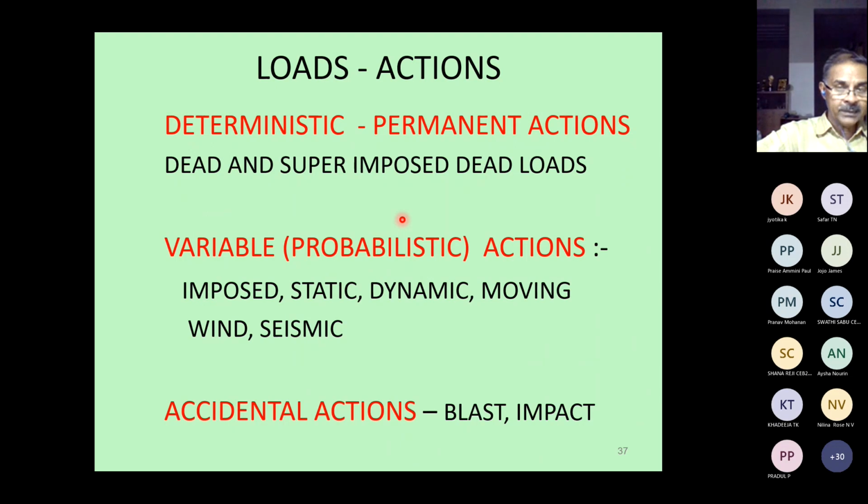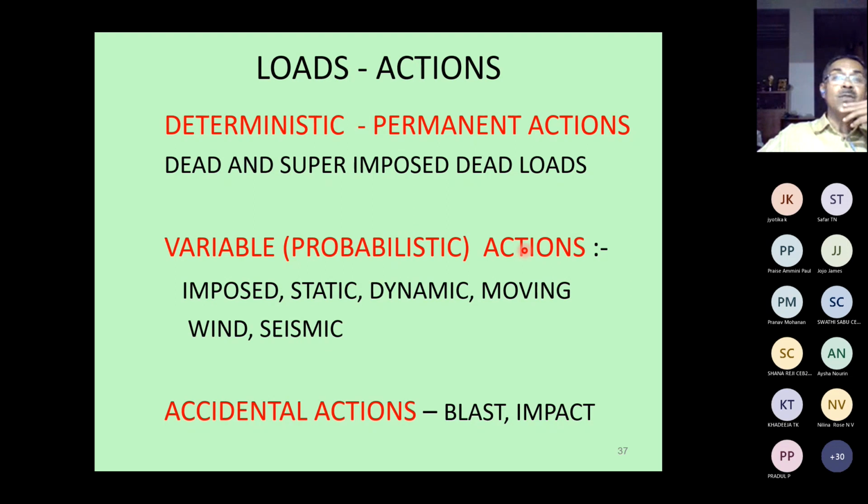On a road or a bridge, if you put a wearing coat on the top, you might have seen the tarring of the road on the top of a bridge. So the beam and slab cause the self-weight or the dead load, whereas the tarring on the top will cause superimposed dead load. Now the loads can be further classified into variable loads or probabilistic loads.